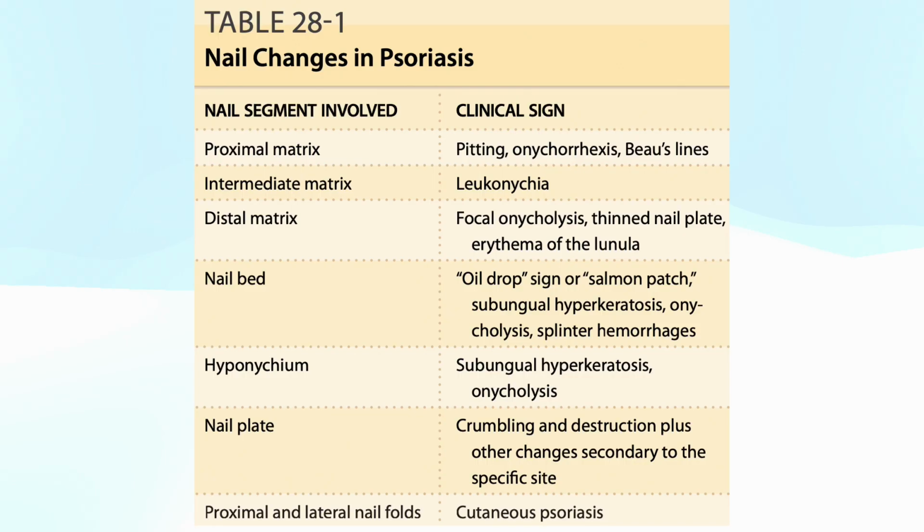And nail changes in psoriasis, there are so many changes that can be there. Proximal matrix, onychorrhexis can be there, leukonychia if it affects the intermediate matrix. If distally, it can thin the nail plate, and in the nail bed there is something called oil drop sign, that is a subungual hyperkeratosis. You don't need to know all these things in detail. This is a little subspecialty level, but at least know how the nail gets affected in psoriasis.